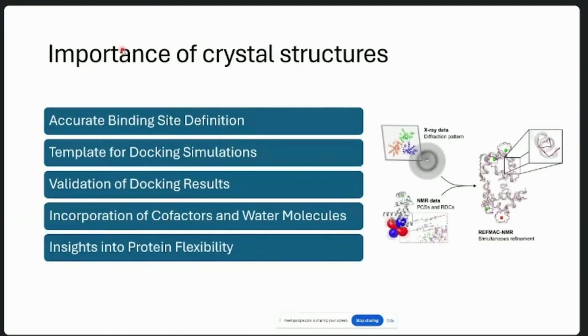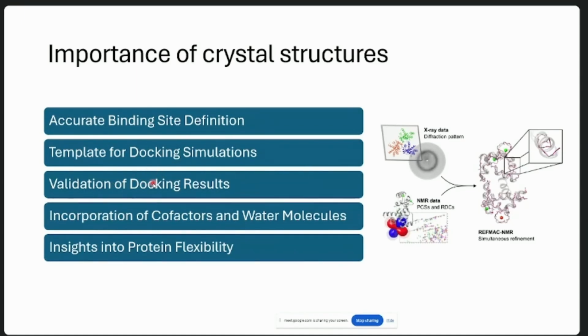The importance of crystal structures. Why do we need the crystal structures? We simply need them for the docking process. Instead of relying, for example, on AlphaFold predictions, if we have the X-ray crystal structure, we can rely on it for the docking simulation for the macromolecule. It also gives accurate binding site definition, and as we said, usually the binding site can be defined in the literature. Another use is validation of the docking results. This is a very important step.